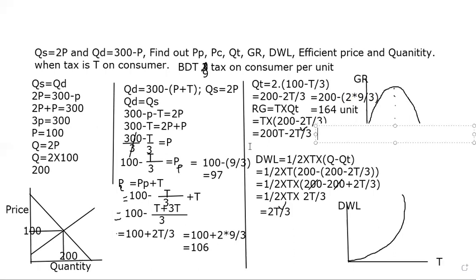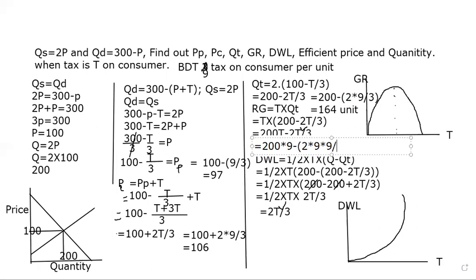So government revenue will be 209 minus 2t square by 9. You can simply write 9/3.